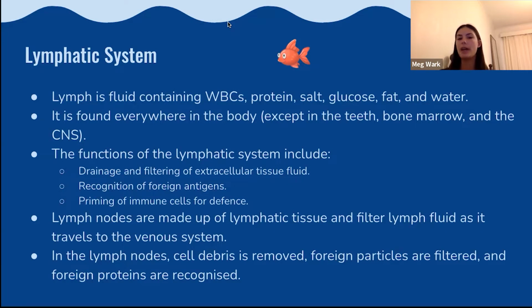The functions of the lymphatic system include drainage and filtering of extracellular tissue fluid, recognition of foreign antigens, priming of immune cells for defense. The lymph nodes, so these are little nodules that are made up of lymphatic tissue, and they're basically stops on the way for the lymph moving around the body. So every time lymph passes through one of these lymph nodes, the lymph is filtered out. So any antigens can be taken out of it and taken up by the immune cells. In the lymph nodes, cell debris is removed, foreign particles are filtered, and foreign proteins are recognized.